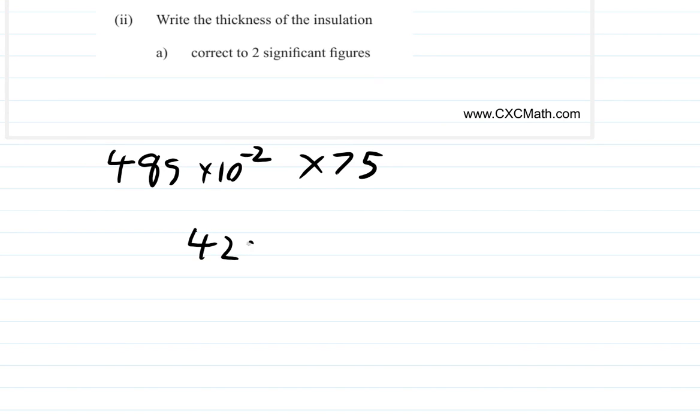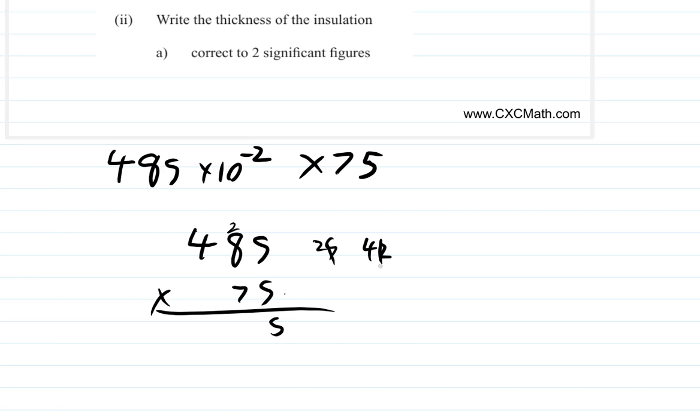If you have 485 multiplied by 75, what do you get? 5, 5, 25, bring down the 5, carry 2. 5, 8, 40, and 2, 42, bring down the 2, carry 4. 5, 4 is 20, and 4, 24. Okay.